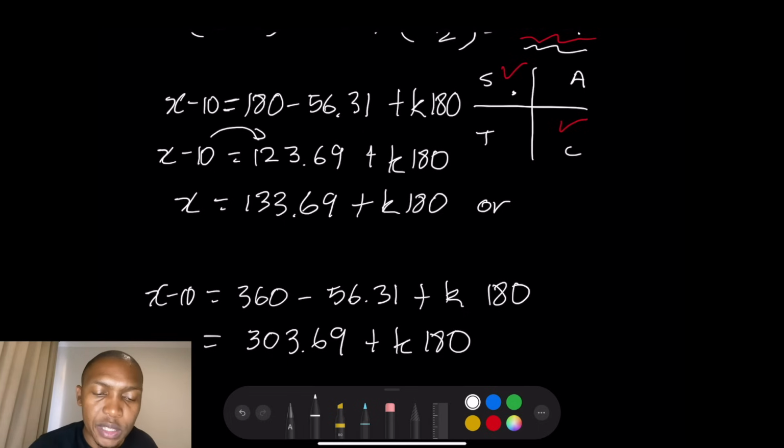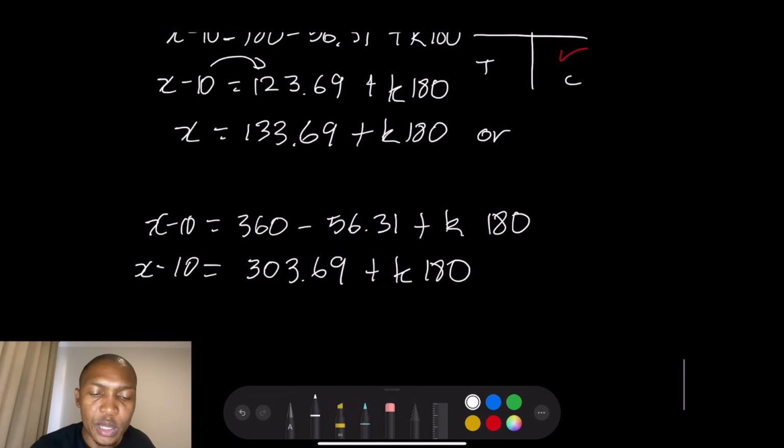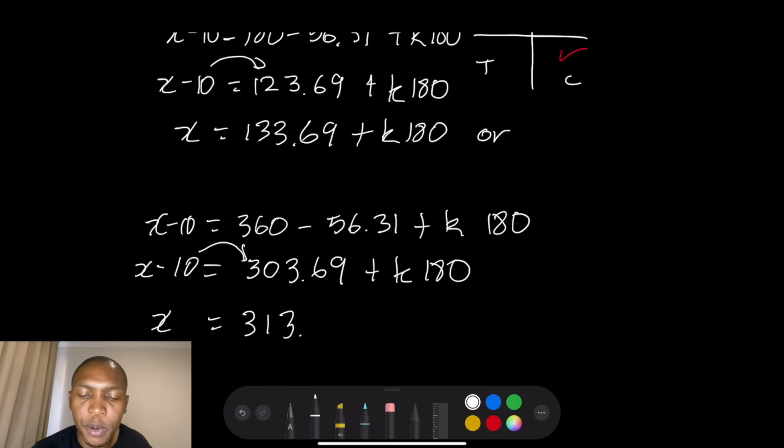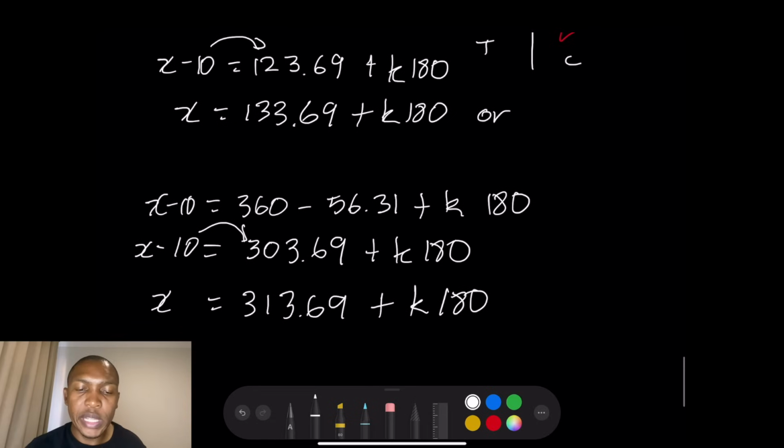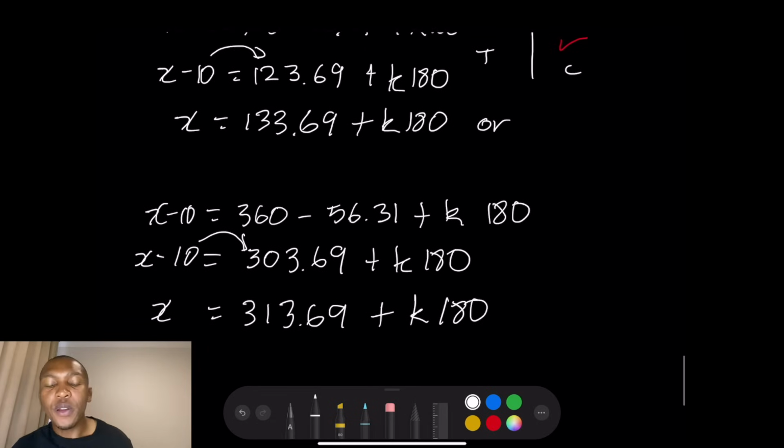You'll see that if you had just chosen that other angle and just kept adding 180, you would actually get that angle there. But that's another story for another day. So that's x minus 10. Now, if we want to get the value of x, we're going to add 10 to the other side. And so this would become 313.69. That's in the fourth quadrant, where tan is also negative. Right, I just want to leave our lesson right there.